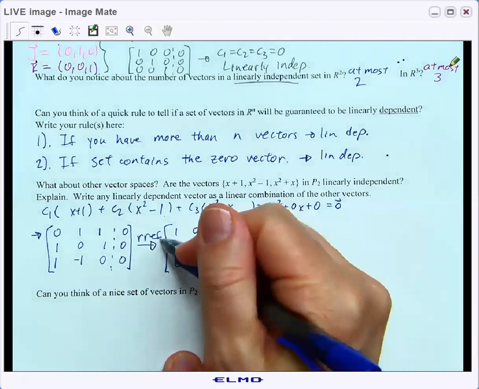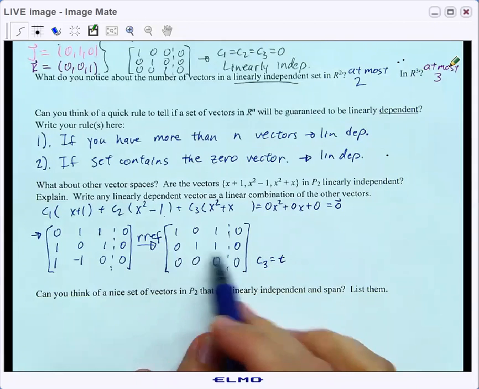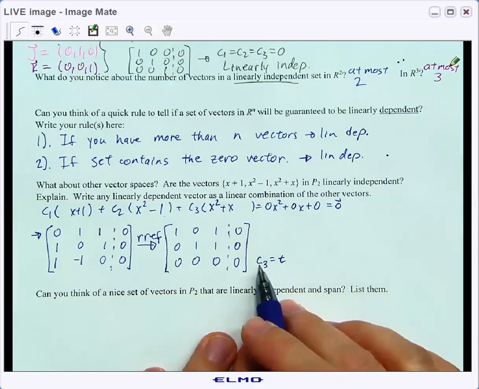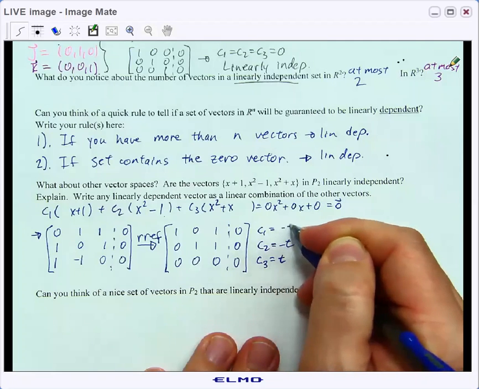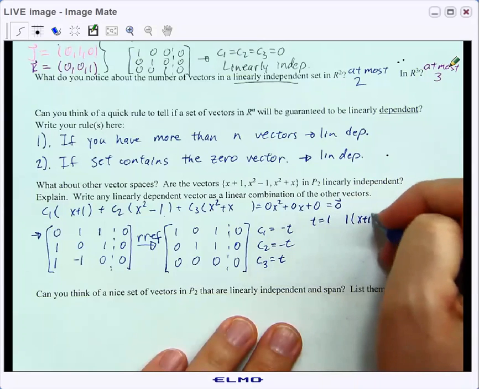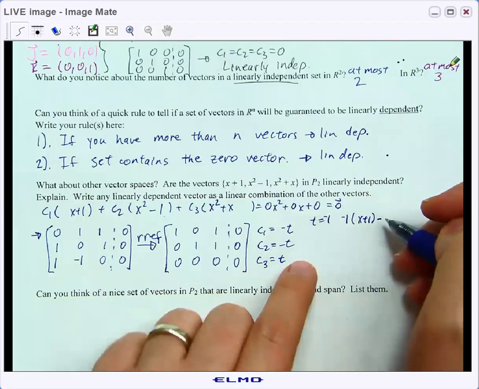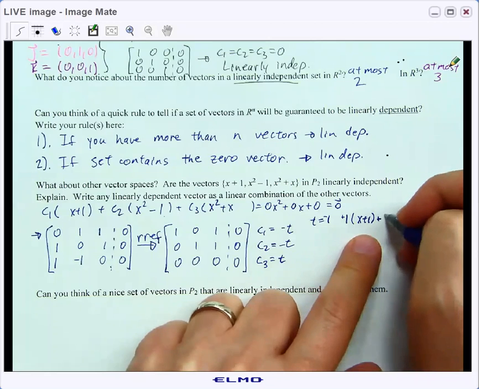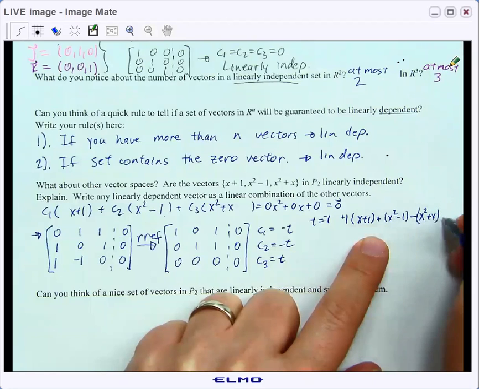When I RREF the matrix, I get this, which tells me that C3 can be any parameter, since I have two non-zero equations in three variables, C1, C2, and C3. C3 can be t, then C2 would be negative t, and C1 would be negative t as well. So if I let t equal 1, that would tell me that 1 times x plus 1, actually I'll make it be negative 1. So negative 1 times this guy, well, that makes it a positive 1, plus 1 times x squared minus 1, minus x squared plus x is equal to 0.